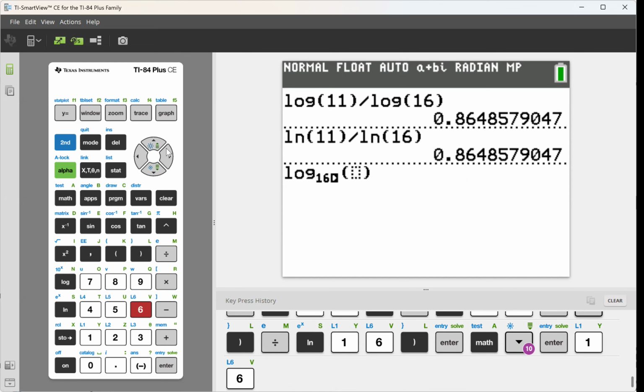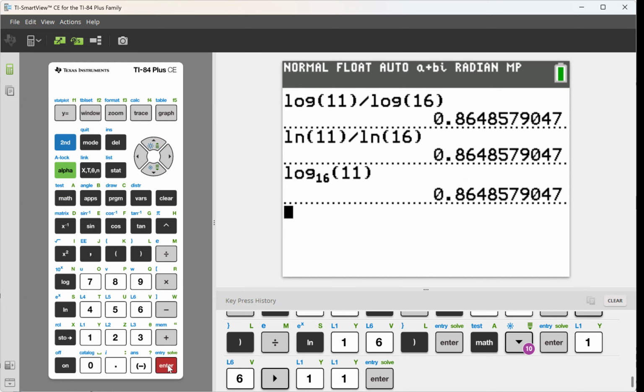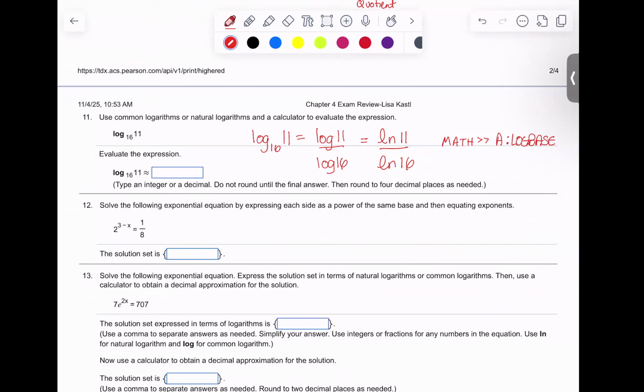Use my arrow to get it over inside the parentheses, 11. So 0.865, how many decimal places? 4 decimal places. So 0.864, I'm going to be rounding off the 8. Since the next number to the right of the 8 is 5, I'm going to round that 8 up to 9. So I'm going to type in 0.8649.